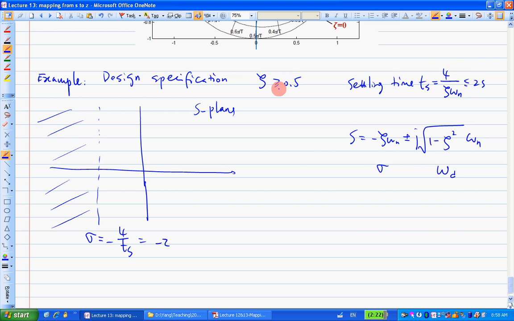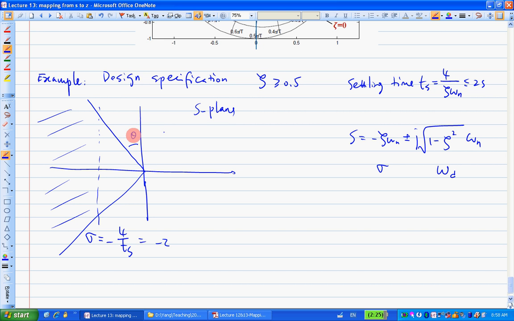If I incorporate zeta greater than or equal to 0.5, zeta is the constant damping ratio line. It's a radial line here. Complex roots always appear in a pair, so that's why I draw 2 radial lines. We want zeta to be greater than 0.5.